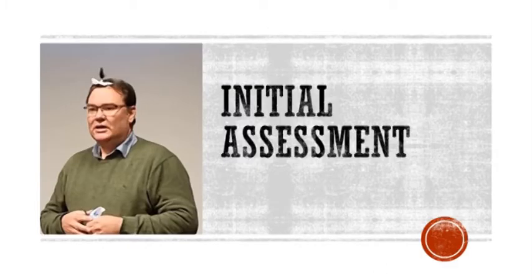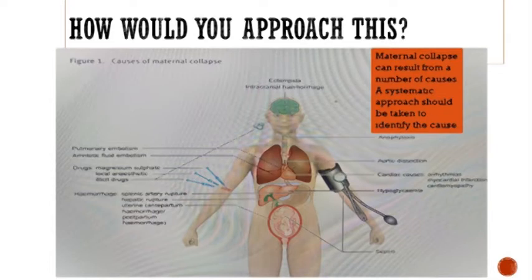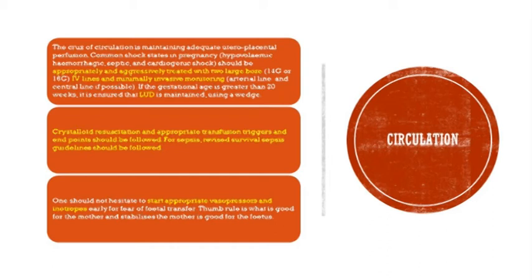Let's look at the initial assessment. So, how would you approach a maternal collapse? It can result from a number of causes, and a systemic approach from head to toe should be taken to identify the cause. So, we're going to use the CAB approach.